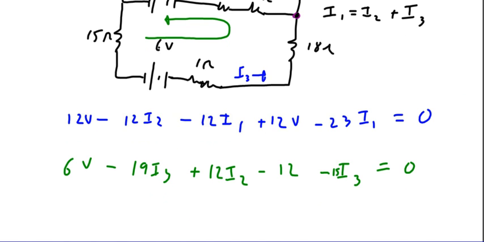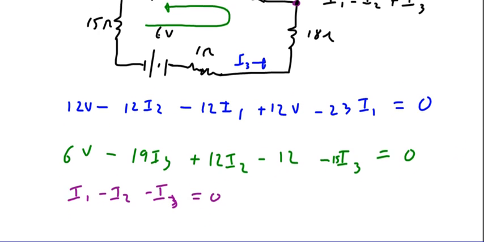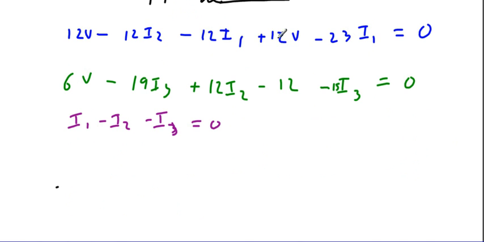So we're going to rewrite our 3 equations, 3 unknowns. I1 minus I2 minus I3 is 0. And the next equation would be something's equal to 12.